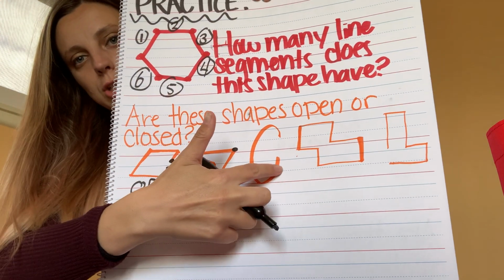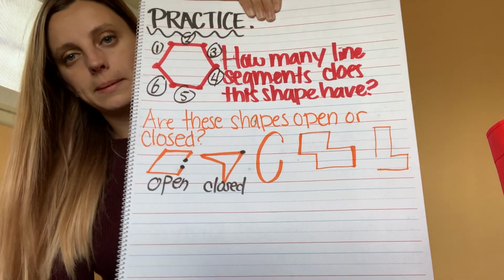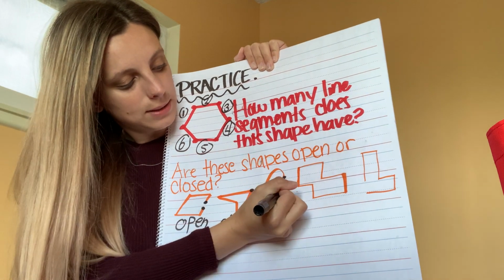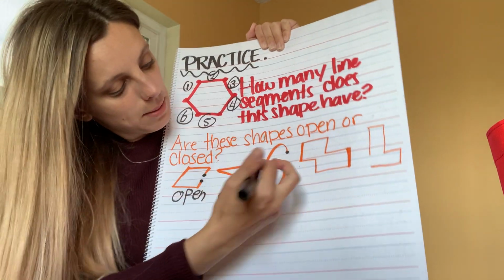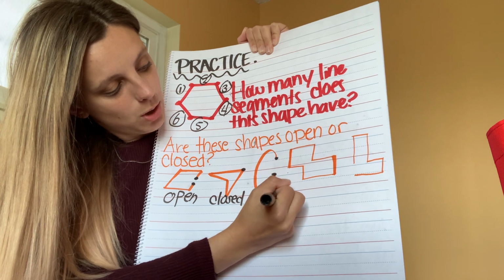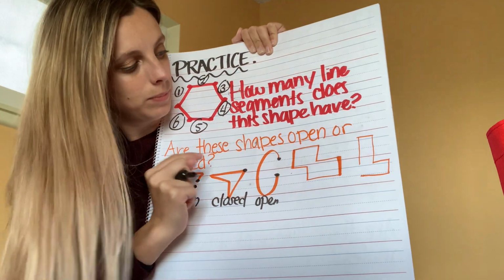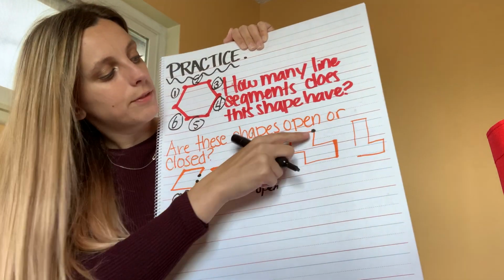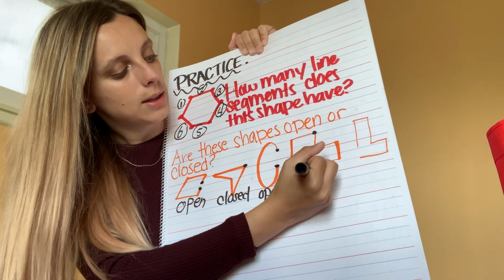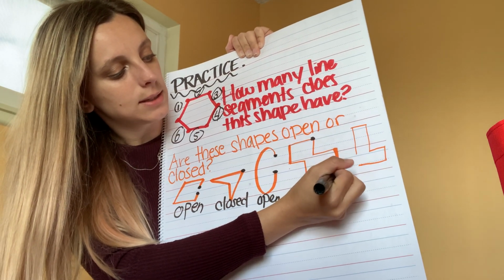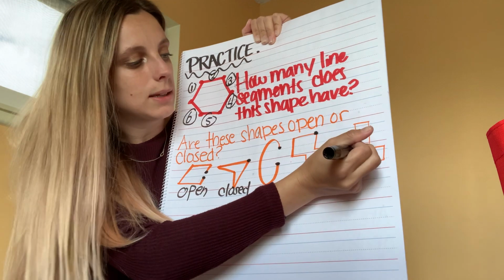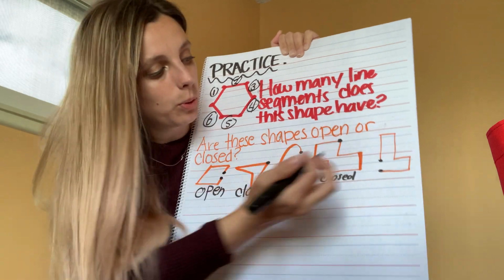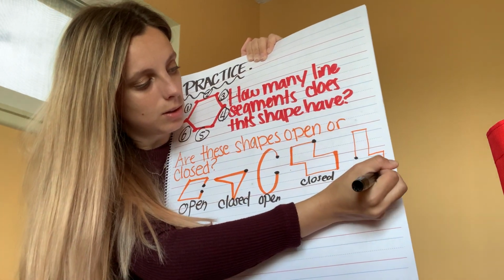What about this shape that looks a little bit like a letter C? Well, if I started here and I follow my line around, it ends at a different point. So that means that this shape is open. I can get through it, right? Here I have another closed shape, right? If I follow my lines, it is closed. It starts and ends at the same point. And last but not least, if I start here and I follow my lines around, I end here at a different point, which means this is an open shape.